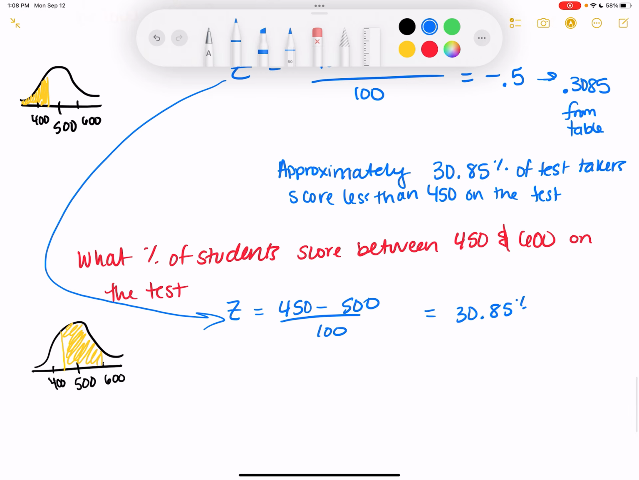Then we also have to do it for 600. So we're going to replace the 450 with 600. So z equals 600 minus 500 over 100, which is just 1. So then you're going to go to your table.